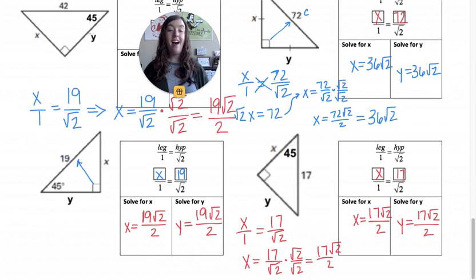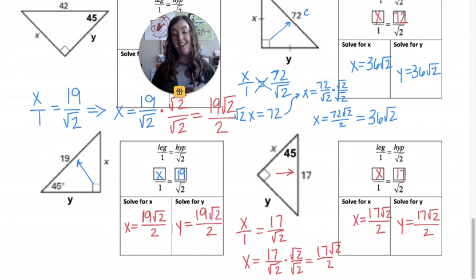Okay, so our hypotenuse was 17 since that's the side across from the right angle. And I went ahead and used x for my leg again. So we could cross multiply, but I just went ahead and said that x divided by 1 is x, and then we'll rationalize. So we'll multiply by the square root of 2 over the square root of 2, and we'll get 17 square root 2 over the square root of 2 times square root of 2 is the square root of 4, which is 2. And we know that our legs are going to be the same length, so y is also 17 square root 2 over 2.